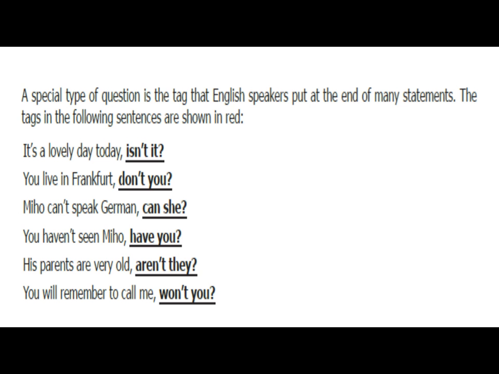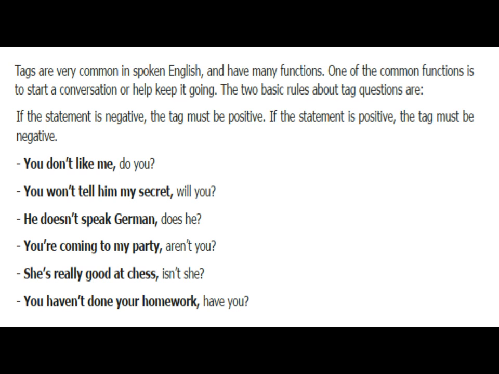Bye. A special type of question is the tag that English speakers put at the end of many statements. The tags in the following sentences are shown in red. It's a lovely day today, isn't it? You live in Frankfurt, don't you? Miho can't speak German, can she? You haven't seen Miho, have you? His parents are very old, aren't they? You will remember to call me, won't you?